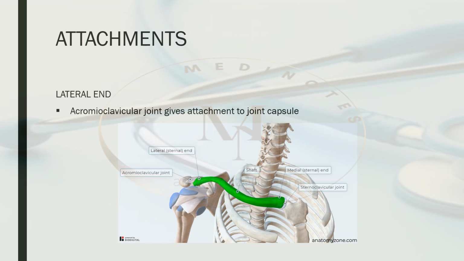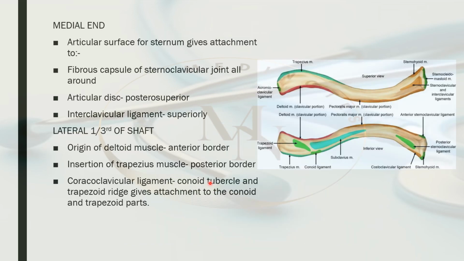Now when we go for the attachments, the lateral end, as I told already during the side determination, would form the acromioclavicular joint. This joint, when it attaches over here, forms a joint capsule. Now when we go for the medial end, this articular surface for the sternum gives attachments to the fibrous capsule of the sternoclavicular joint all around. They would form the articular disc posterosuperiorly. Superiorly you will be seeing the interclavicular ligament.